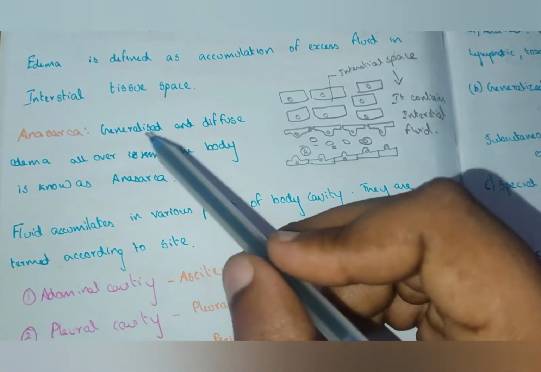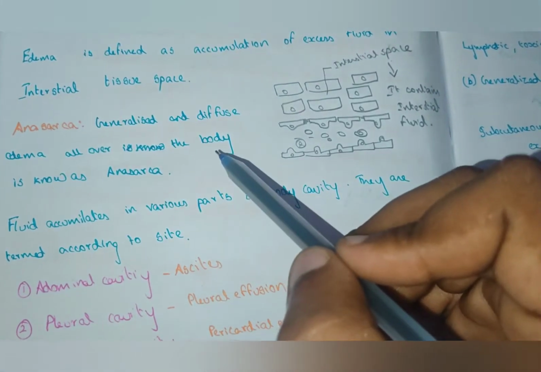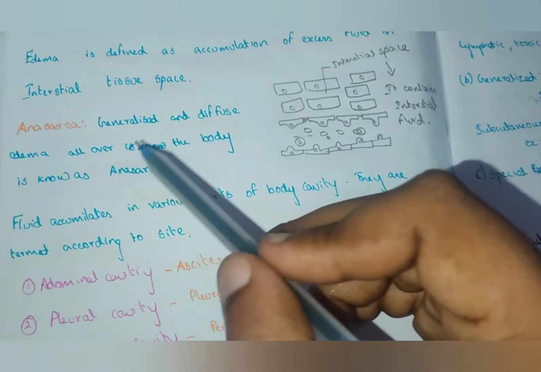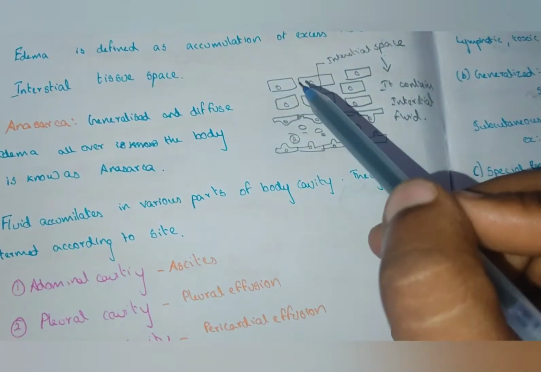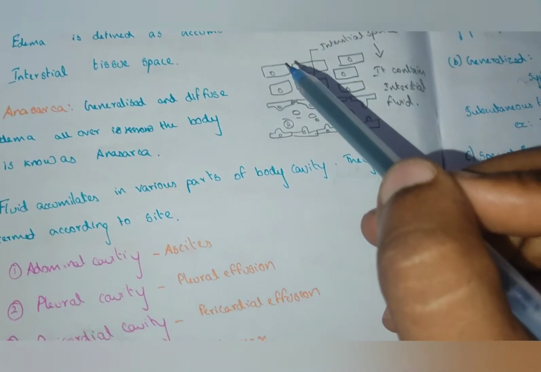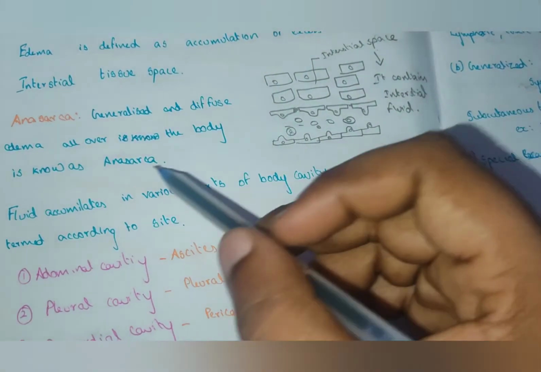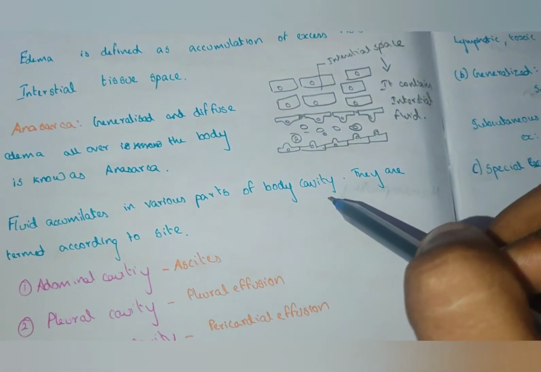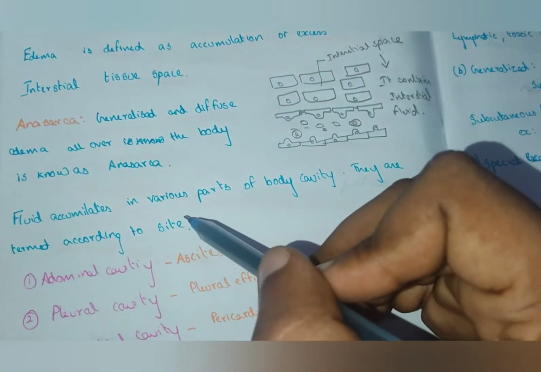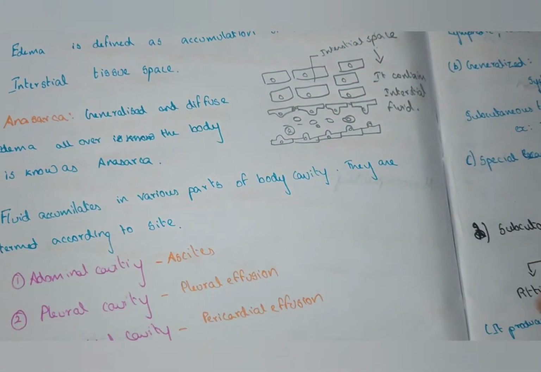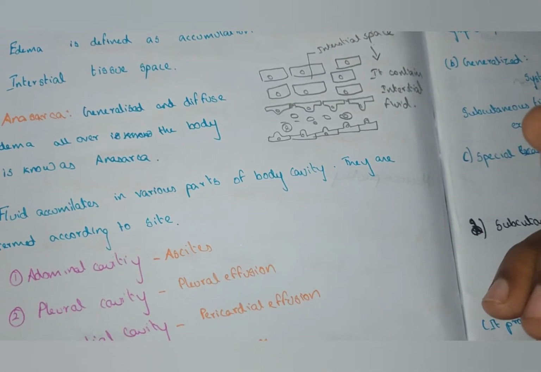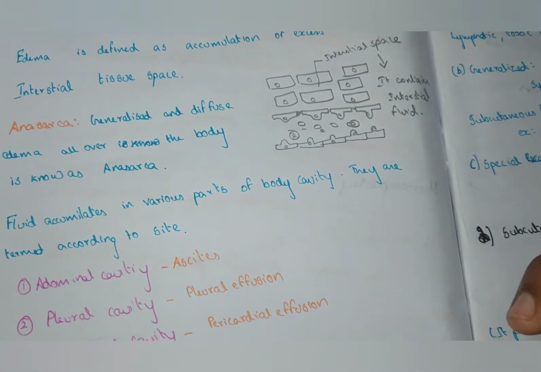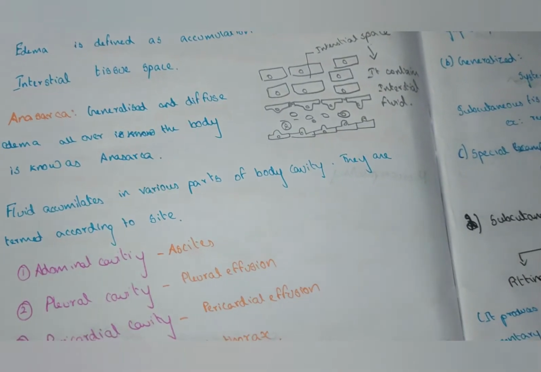Anasarca: a generalized and diffused edema all over the body, from head to toe, is known as anasarca. Fluid can also accumulate in various parts of the body cavity, and it is named according to the site where it is present.